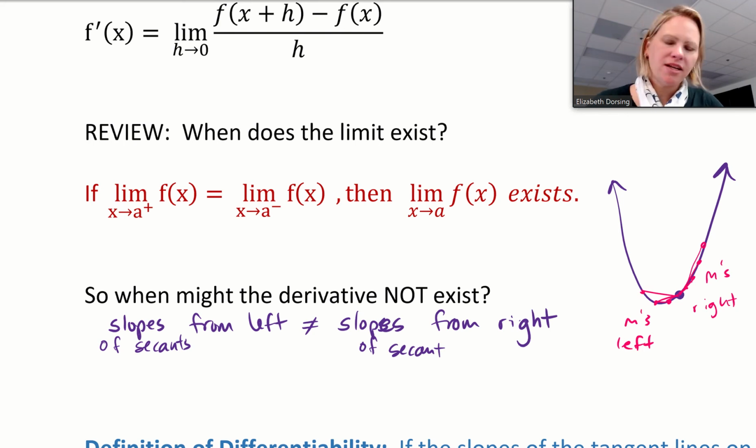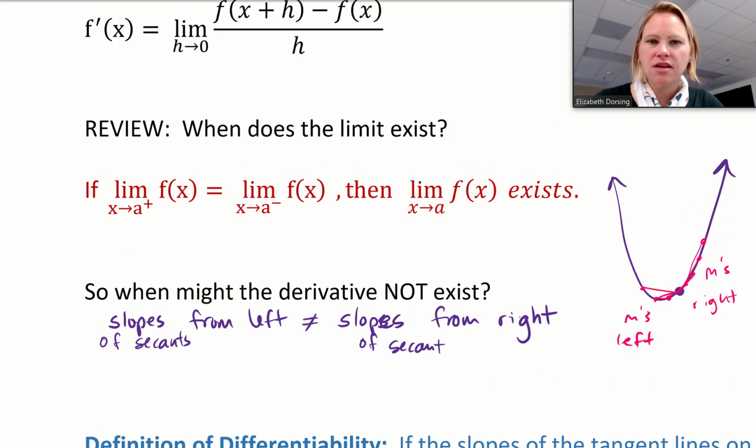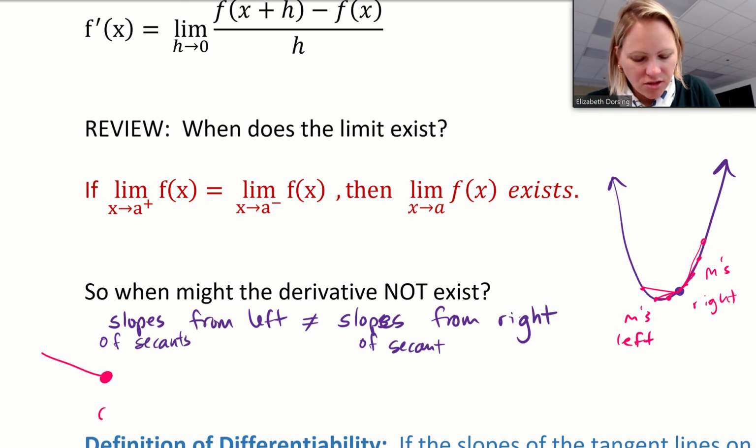So when might it not exist? Well, we've got to think of some scenarios here. One obvious answer is if you have any sort of discontinuity, right? So let's say we have a piecewise function that kind of looks like this, right?